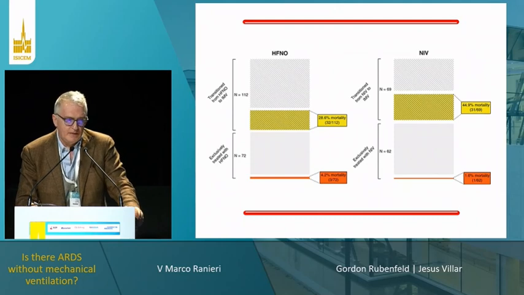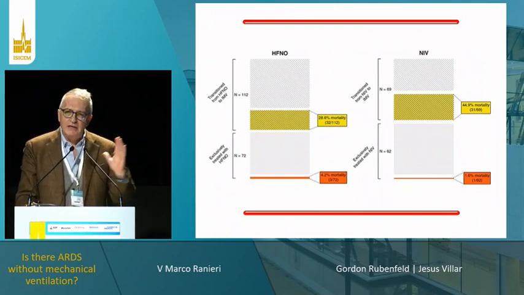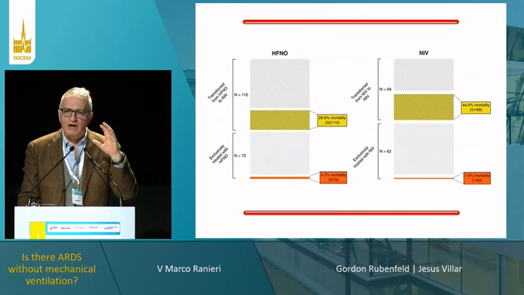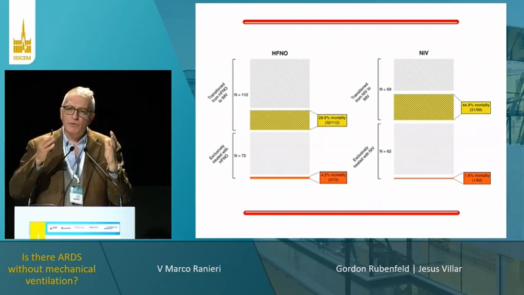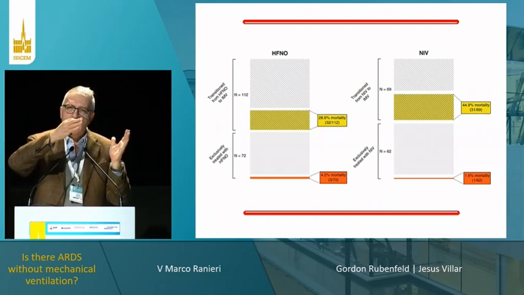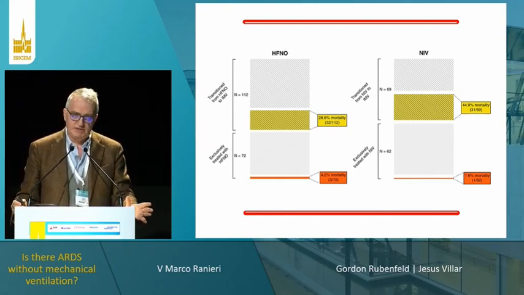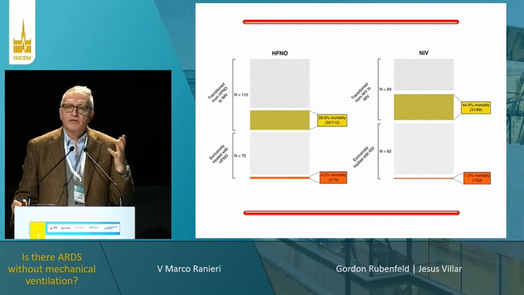Now, however, if you look at mortality, you can see that the mortality in the subset of patients that were exclusively treated with high-flow nasal oxygen was about 5%. The mortality rate in the patients that were transitioned from high flow to invasive mechanical ventilation was about 28–30%. And the same picture applied for non-invasive ventilation. So you would say, what's the problem here?